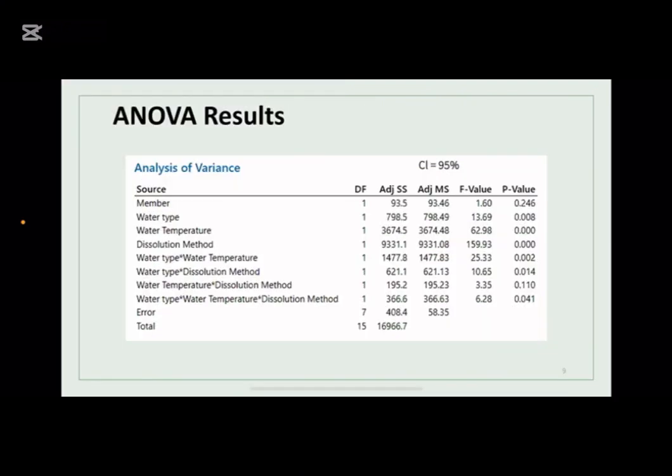For ANOVA results, ANOVA confirmed all main effects are significant: dissolution method, temperature, and water type. Interactions like water type and temperature, and the three-way interaction, are also significant. Members' variability was negligible.